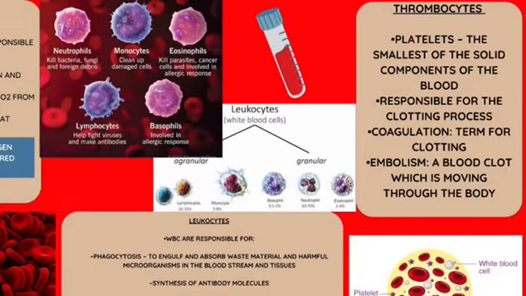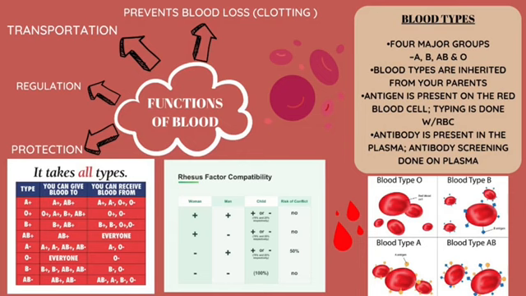Continuing with thrombocytes, which are called platelets, the smallest of the solid components of the blood. It is responsible for the clotting process. In medical terms, we call it coagulation. Functions of blood, the first one is going to be transportation. Under this, it helps to transport hormones from endocrine glands, it helps to transport metabolic wastes, and in respiration, it helps to transport oxygen in and carbon dioxide out of the body.